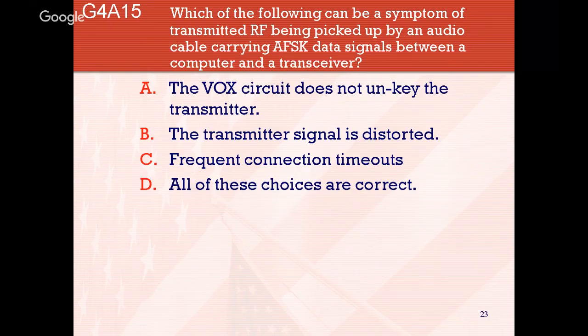Which of the following can be a symptom of transmitted RF being picked up by an audio cable carrying AFSK data signals between a computer and a transceiver? What is your symptom? If you look at this, when you're doing digital modes, you're probably going to be using a VOX circuit of some sort. So a VOX circuit does not unkey the transmitter if you are picking up some stray RF. The transmitter signal may also be distorted, and frequent connection timeouts could be occurring on your digital signal. So all of these choices are correct.